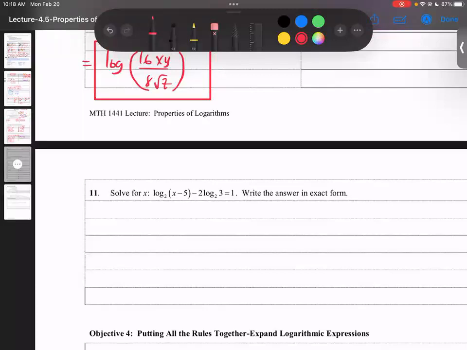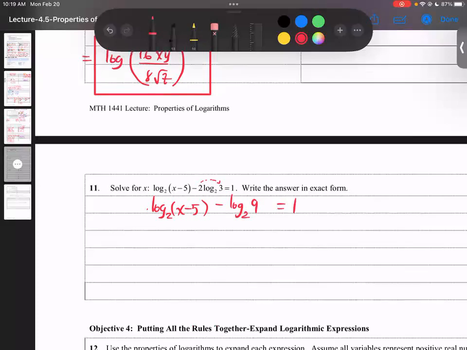So I'm going to move the 2 to the 3, right? First thing I see, I want to combine the two logs using the quotient rule because I see a negative. But before I do that, the coefficient of log has to be 1. Every log has to be clean in order to combine. So it's going to be log base 2 of 3 cubed, which is 9. Rewrite the first one: minus log base 2 of 9 equals 1. Now I can use the quotient rule. So log base 2 of x minus 5 over 9 equals 1.